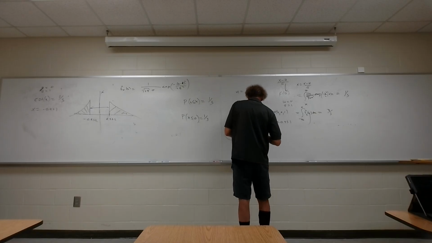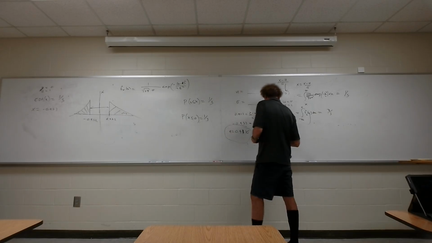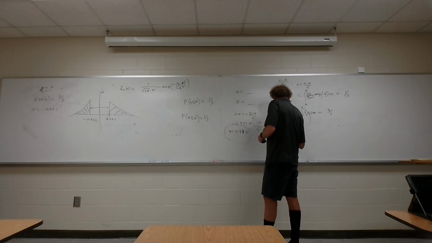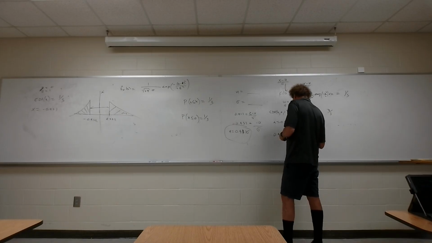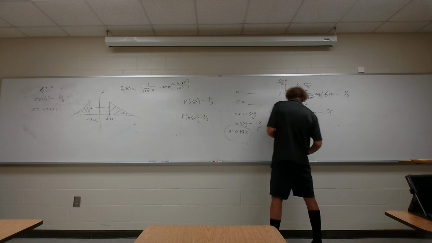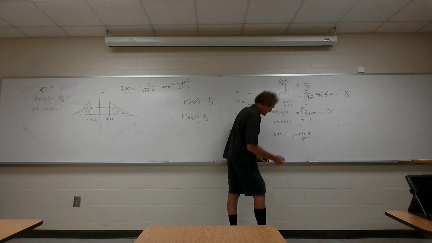Wait a second. Sorry, it would be minus 0.431 sigma. So then I get 0.431 is equal to 2 minus 0.431 sigma over sigma. And now you can solve for sigma. I'm not sure what that comes to.